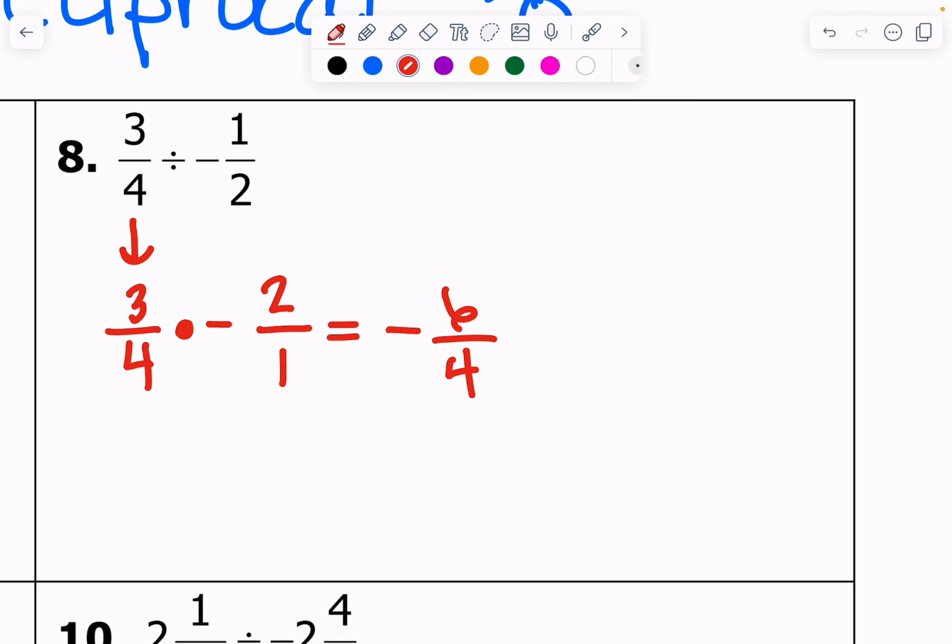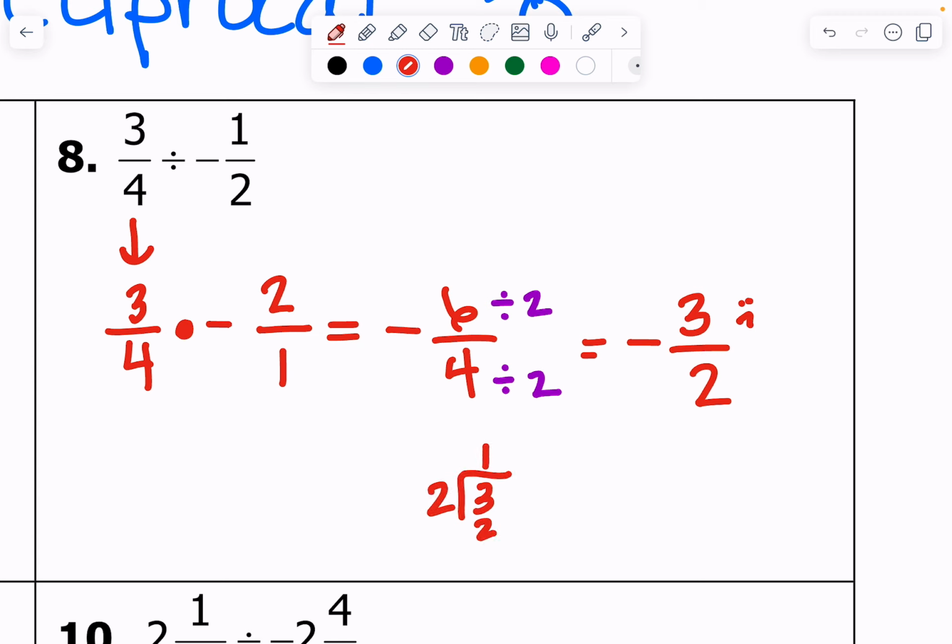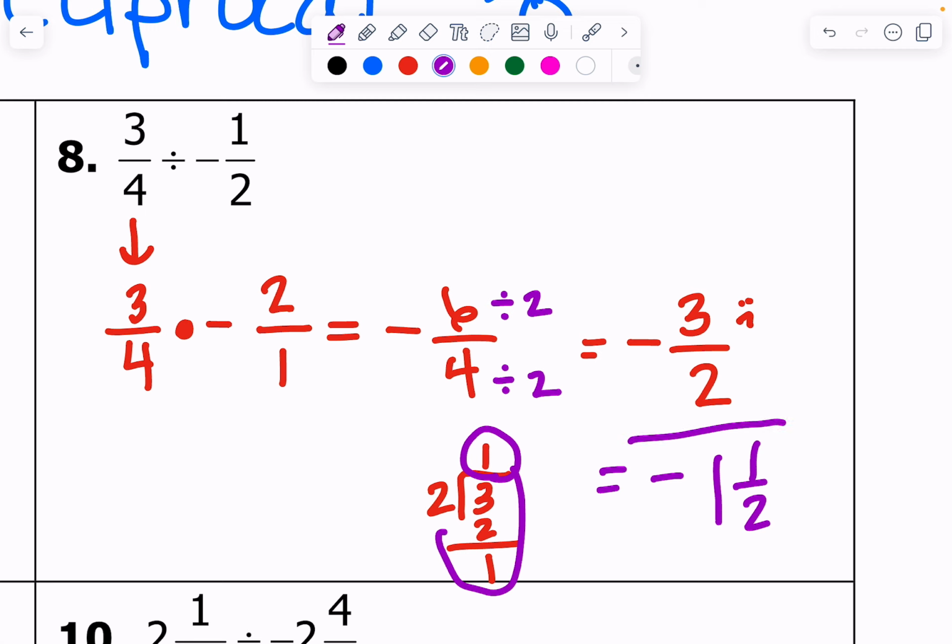Okay, well that is not simplified, so let's go ahead. I know both of these are divisible by 2. So I have negative 6 divided by 2 is 3, and 4 divided by 2 is 2. The next question I need to ask you is, can we leave our answer like that? This is an improper fraction because 3 is bigger than 2. Well, we know when we take 3 divided by 2, it goes in 1 time with 1 left over. So our answer is negative 1 1/2.